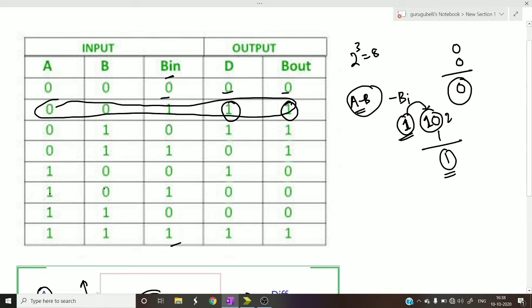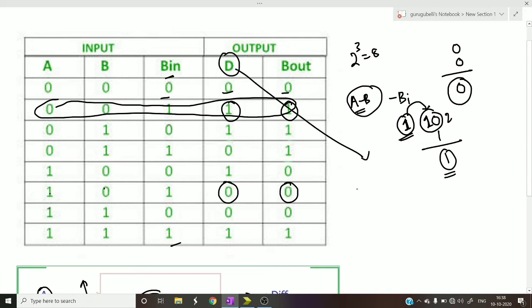Here if you see, 1 minus 0 is 1, again 1 minus 1 is 0. In this case you didn't require any borrow, so it is 0, 0. In that manner you can solve the entire truth table on your own. Now after solving the truth table, you have to write the K-map equations for difference and borrow.